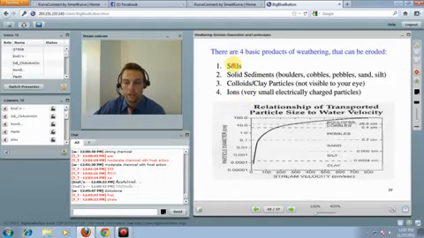Okay, so this is just kind of getting more detail about products of weathering. You have your soil, solid sediments. These are boulders, cobbles, pebbles, sand, and silt. These are the clay we were talking about, not visible to your eye.